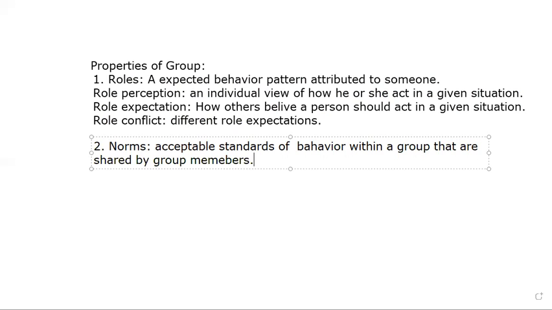Then the third property of group formation is status. What does it mean? Status is rank or position. In a university, you have some lecturers, professors, and a department chairman. Your class also has a class representative. These are all status.